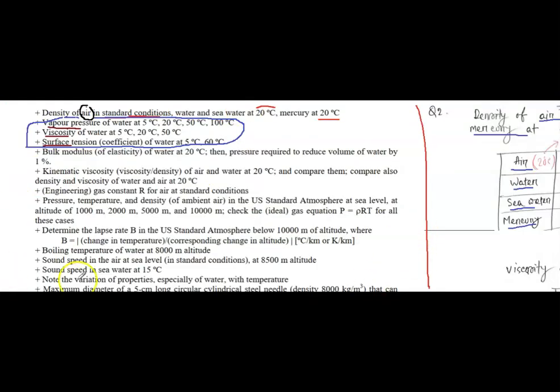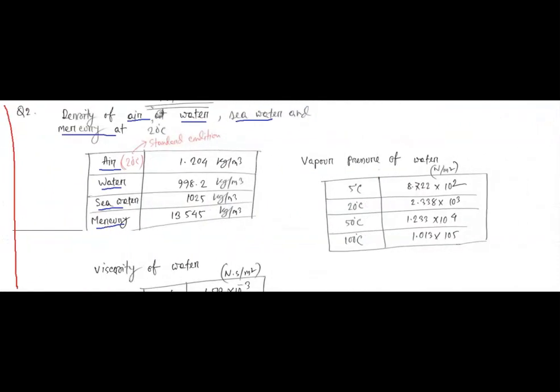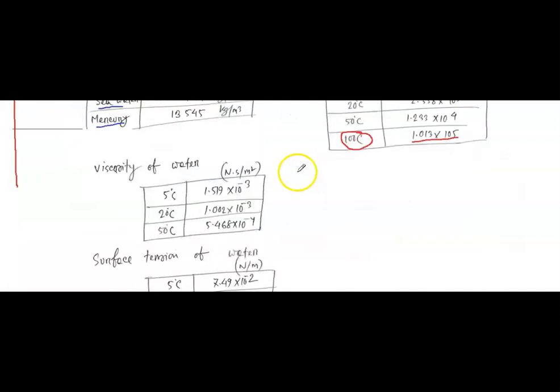So now I think I need to spend less time here. I'll just write it down here, the vapor pressure at different temperatures. This is for 5 degrees centigrade, this is for 20, 50, and 100 degrees centigrade. This is the corresponding vapor pressure, and you will see the unit is written here, Newton per meter square. Similarly, when you have to calculate the viscosity, you will get it from here, like for 5, 20, and 50. This is the corresponding value you will get from the table.